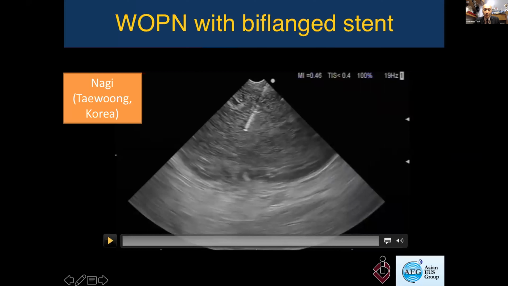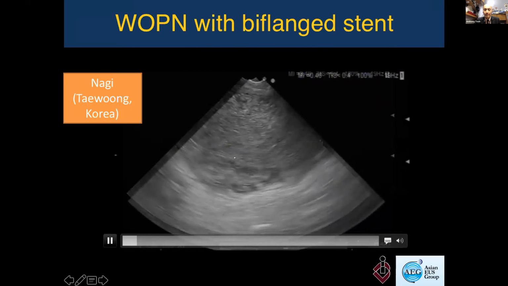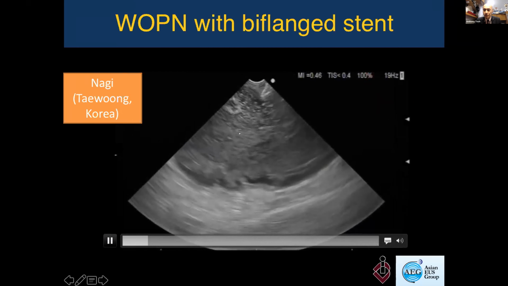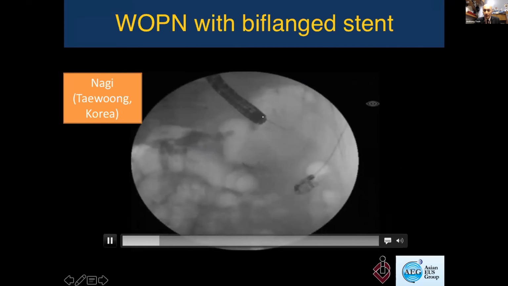So this is a multi-step procedure. This was done with a forward viewing scope. You can see the angle of the ultrasound is limited. And a Nagi stent was placed. First, puncture the collection, followed by insertion of the guide wire.